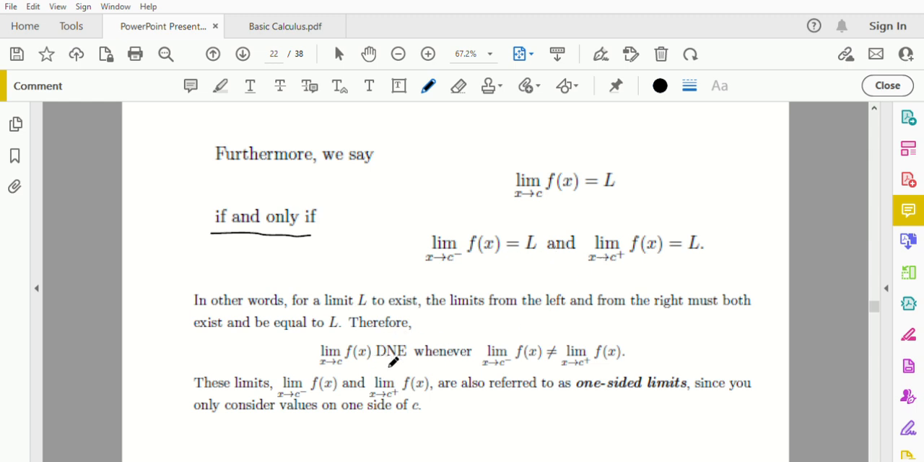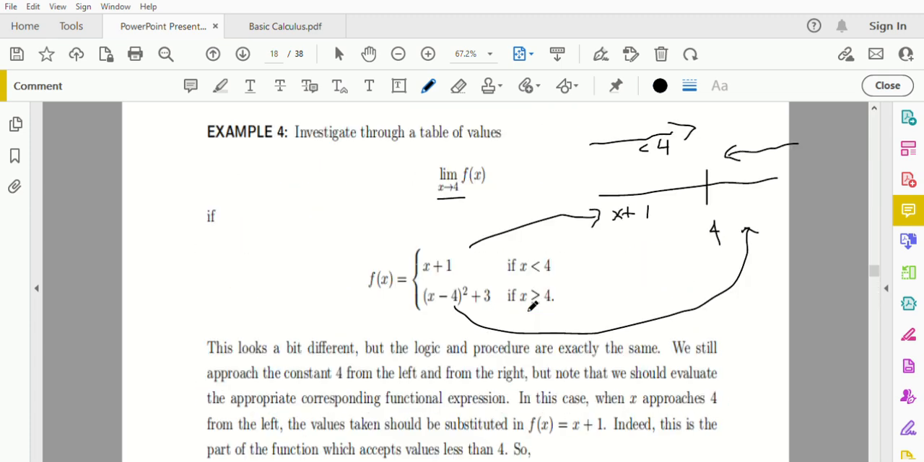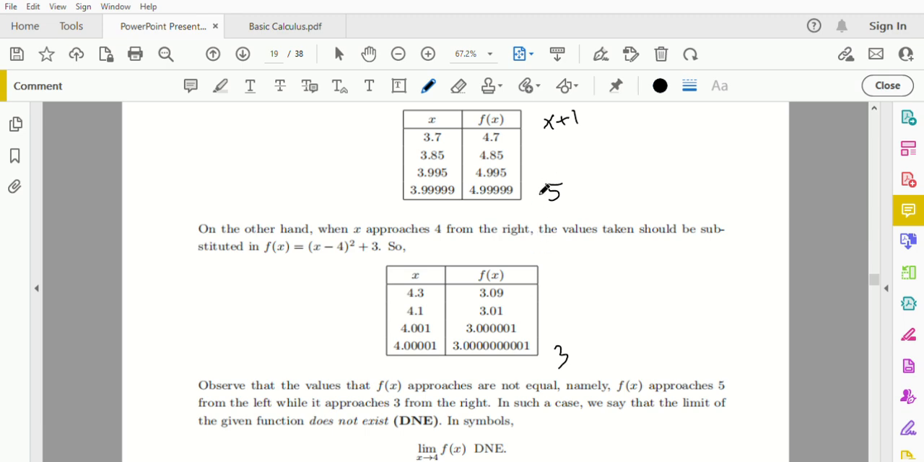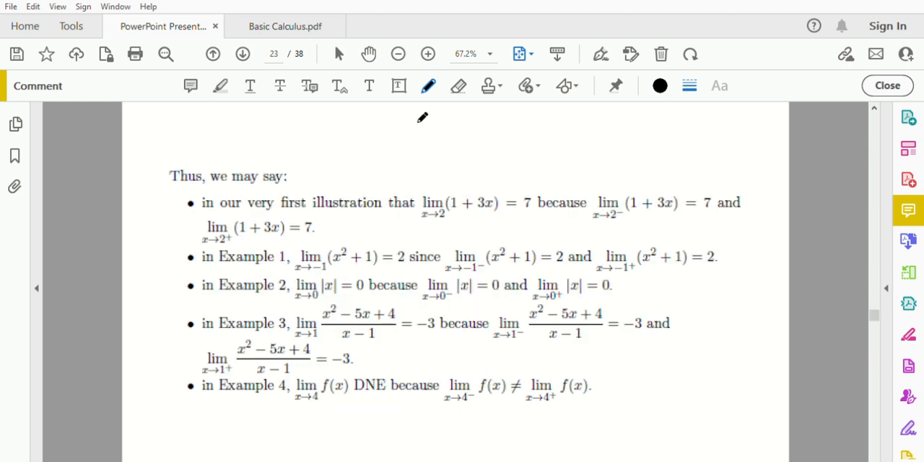Therefore, if they are not equal, then the limit does not exist, just like example number 4. The limit from the left is 5, the limit from the right is 3, so the limit does not exist. These limits are also referred to as one-sided limits, because we only considered one side of c. C minus is to the left of c, and c plus is to the right of c. That's why they are called one-sided limits.